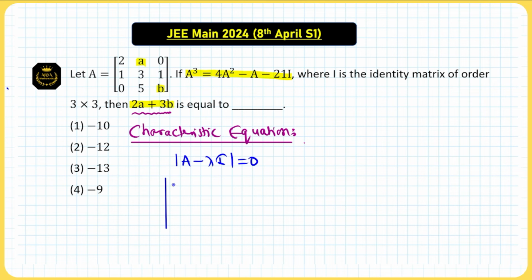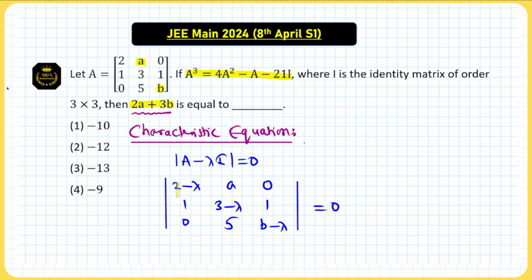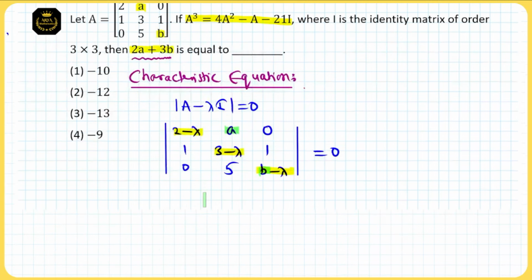Determinant of A minus lambda I, so we'll get 2 minus lambda, a, 0, then 1, 3 minus lambda, 1, and then 0, 5, and b minus lambda. If I equate this determinant to 0, then we'll get the characteristic equation of this matrix, which will be a cubic equation in lambda. By replacing lambda with A, we'll get the matrix equation, and then we can compare and find the values of these two unknowns, a and b. But as you can see, it will take a significant amount of calculation. So I will explain another interesting method of finding the characteristic equation for any 3 cross 3 matrix.